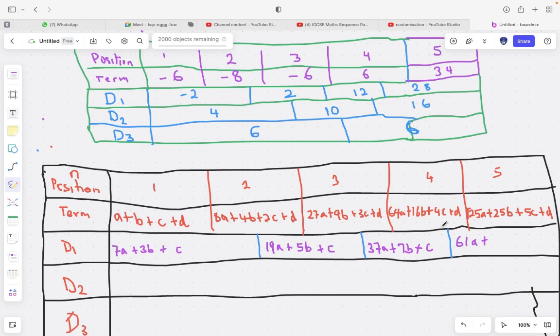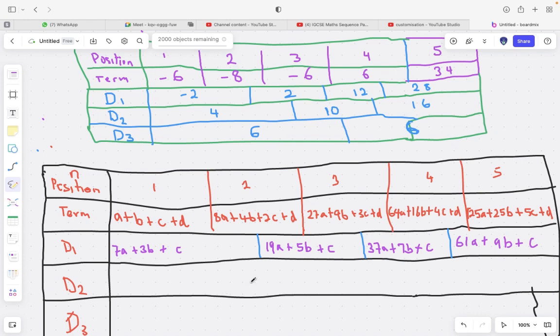25b minus 16b. 25 minus 16, that's 9, right? You say plus 9b, plus c. 5c minus 4c, you get c. D minus d is 0, so no need for that. So we found our first difference. You can see it's not the same, just like the first difference here was not the same. So this comparison table shows that they are not the same.